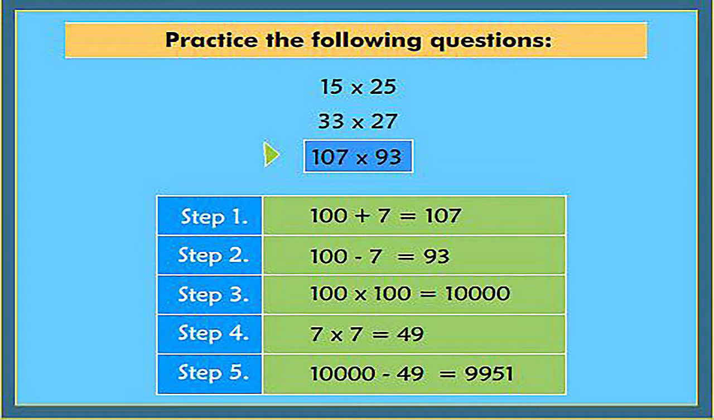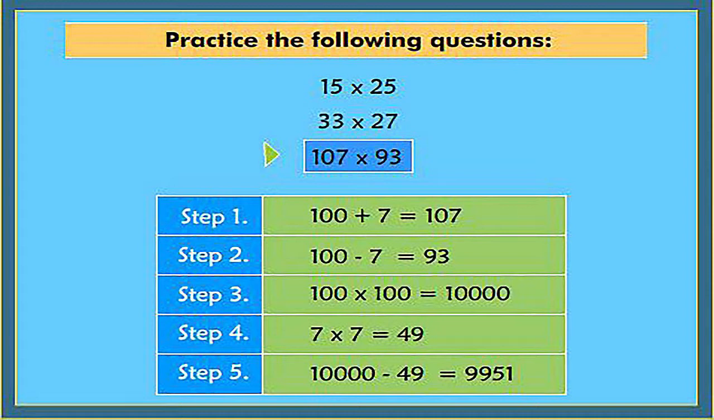7 times 7 gives you 49. The next step is 10,000 minus 49, so your answer is 9,951. You may be saying to yourself, but this is very limited. You're not going to find this type of equation all the time.